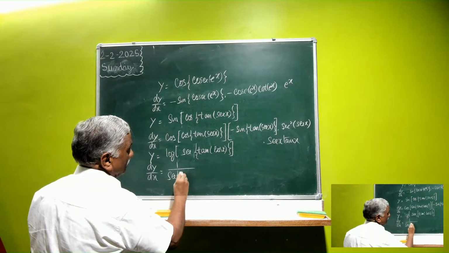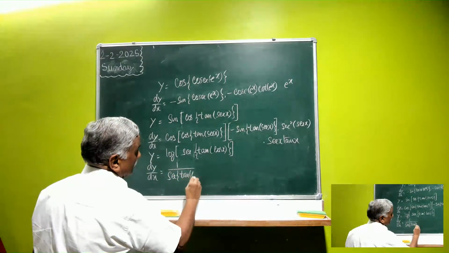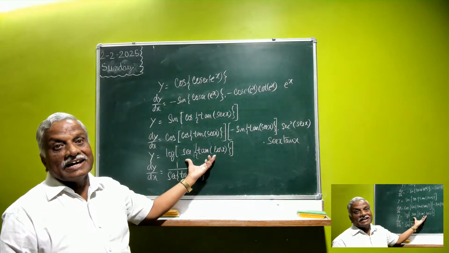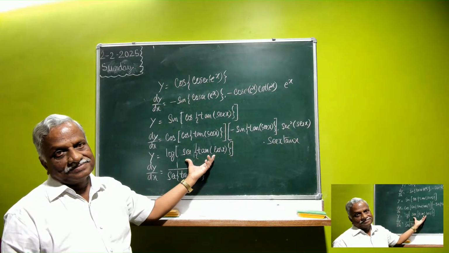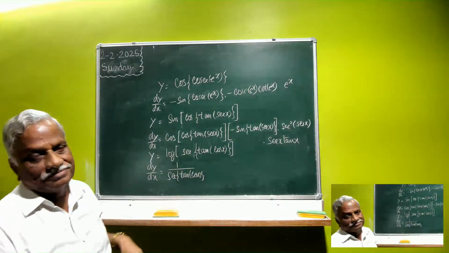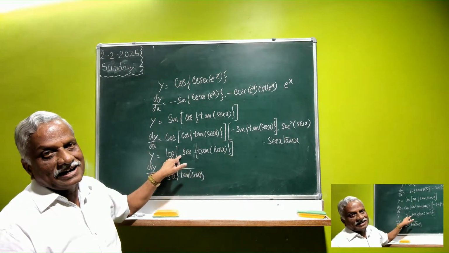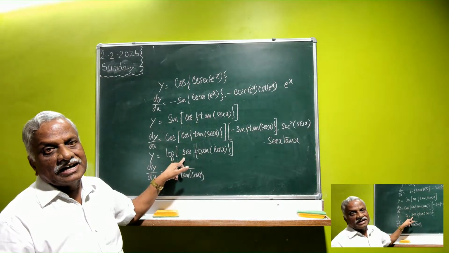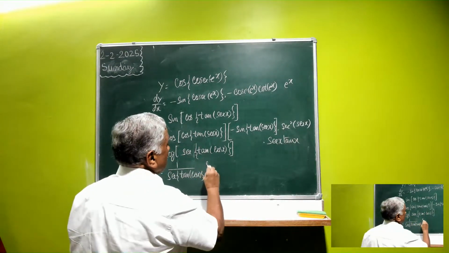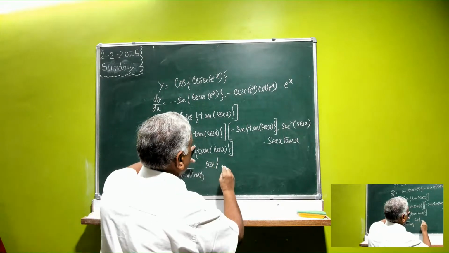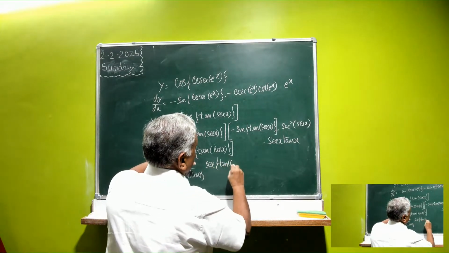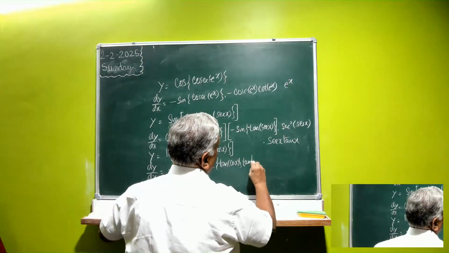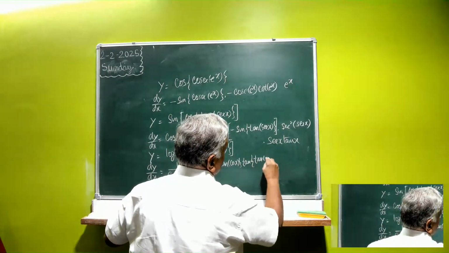So 1 over secant of tan of cos x. That means you are taking the entire thing as u in your mind. So log u is 1 over u. Then our secant is something like secant v. What's the differentiation of secant v? Secant v tan v. So secant, but in place of v, we write what we have got, tan of cos x. Secant v tan v, tan of cos x.